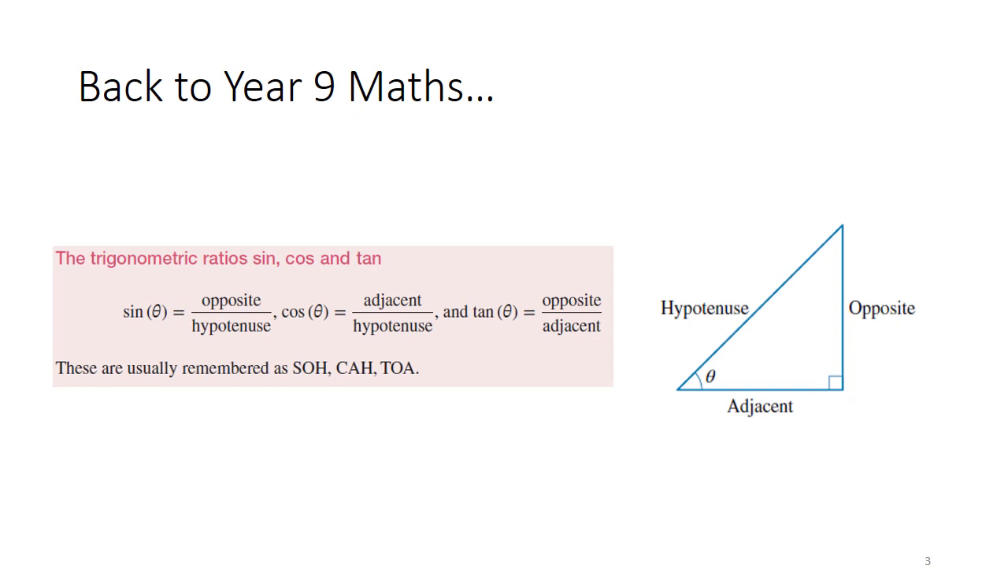Okay, back to year 9 maths. SOH CAH TOA. Sine would be the opposite over hypotenuse. Cos, adjacent over hypotenuse. Tan is opposite over adjacent. If the angle is here, this side would be the adjacent, the opposite side would be the opposite, and the longest side would always be the hypotenuse.